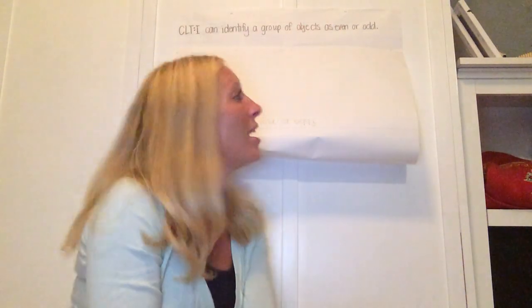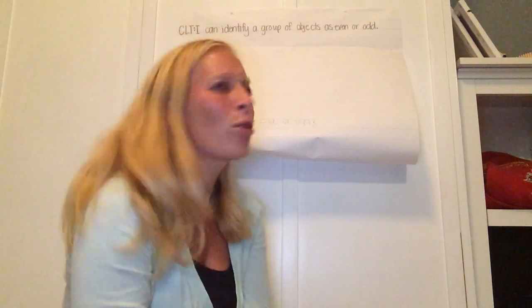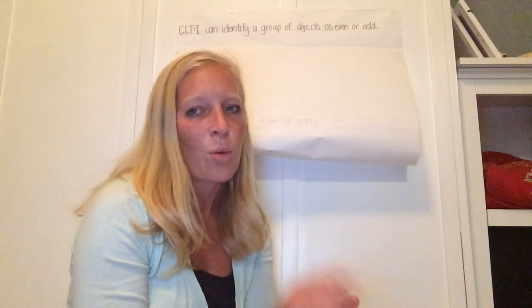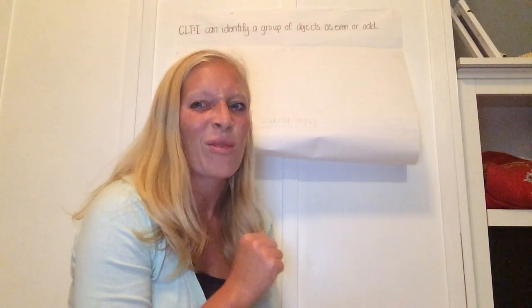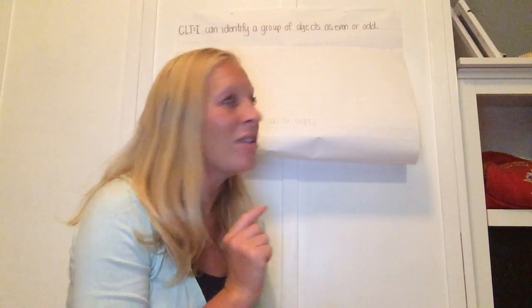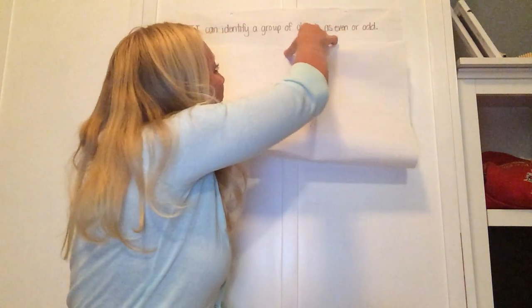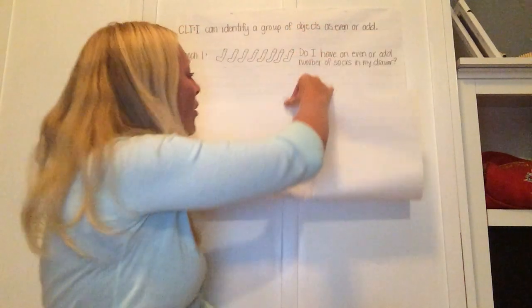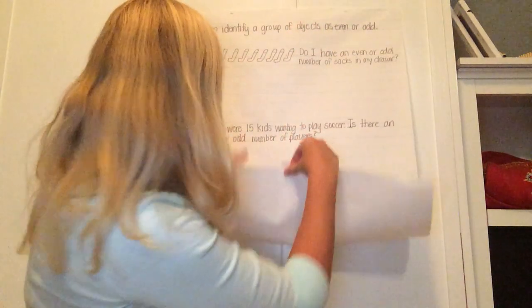I can identify a group of objects as even or odd. That means I can say that's even because, or that's odd because. So today we're going to dive in a little bit deeper. We're going to use our tools and really figure out and prove how we know if a number is even or odd. Let's take a peek at our first problem today.